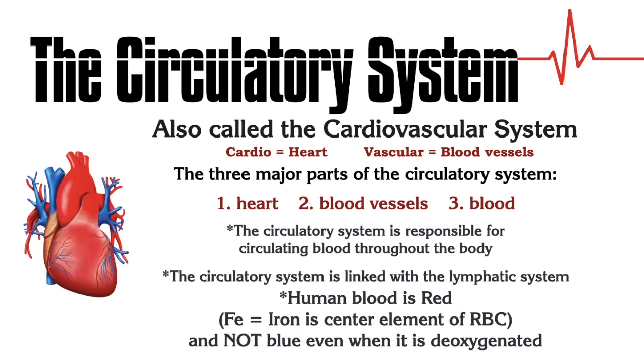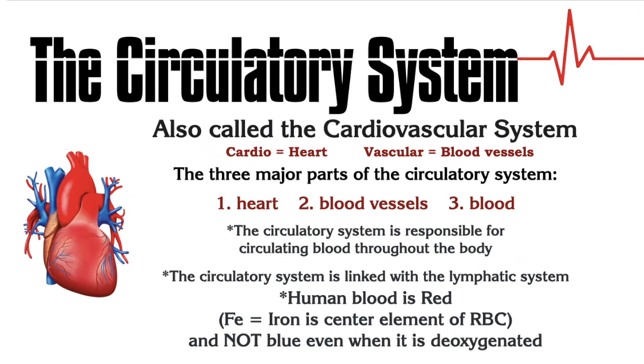We'll go deeper in future lecture videos about the pathway and the specific parts of the blood, but for right now, we're just going to have a basic introduction of these parts. The purpose and responsibility of the circulatory system is to circulate the blood throughout the body. It will do other things too, and we'll talk about that in just a second, but it is linked with the lymphatic system, which is going to help with immunity.